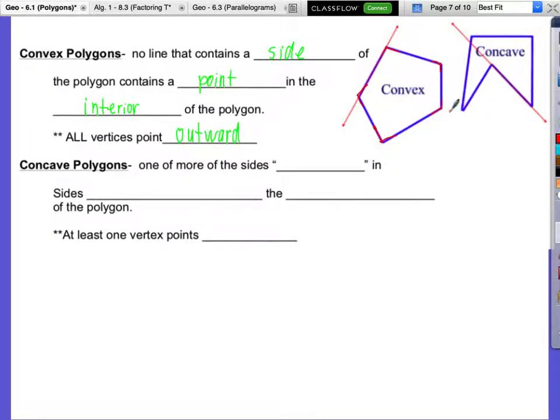You can really tell by either. If one's true, the other's true. So you can tell just because everything's pointing outside. And this will make more sense in a second when we talk about concave, which would be kind of the opposite.